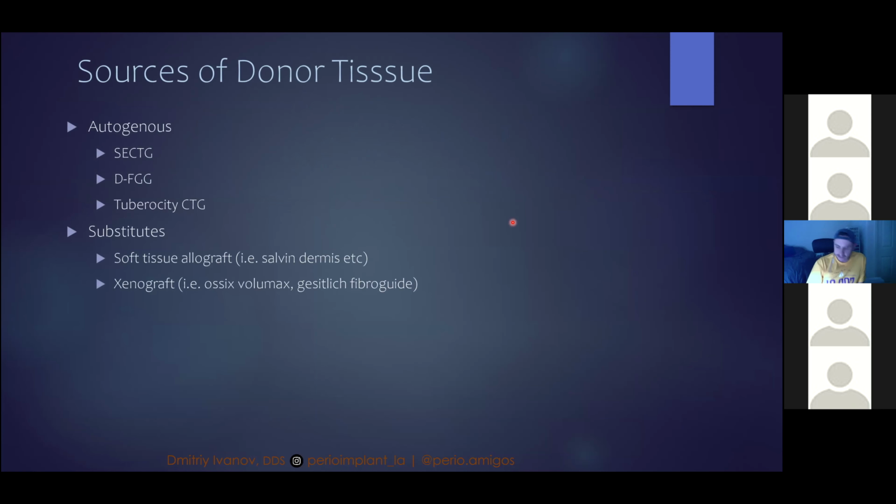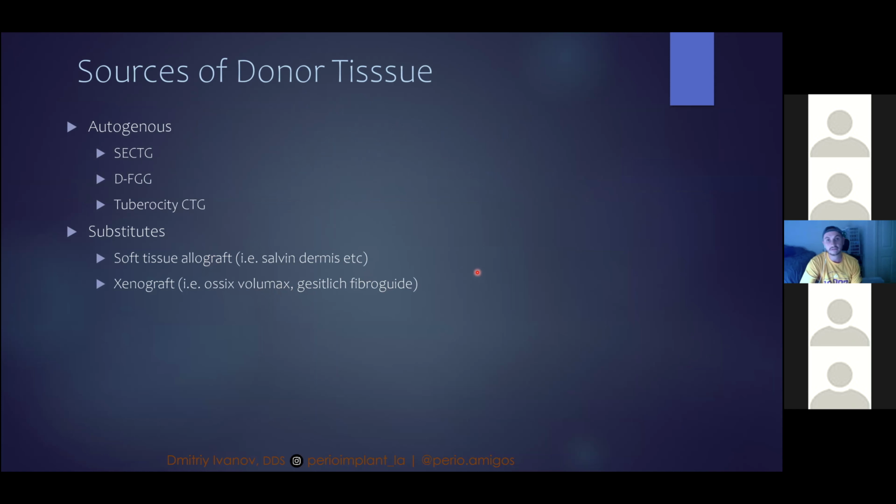Some of the sources for step number 3 is to take some sort of biomaterial, whether it's a palate connective tissue graft. It could be a subepithelial graft harvest, right? I'll show you guys what that means. It could be a deepithelialized free gingival graft, or it could be a tuberosity connective tissue graft. Those are autogenous tissue. And the substitutes could be soft tissue allografts like AlloDerm.